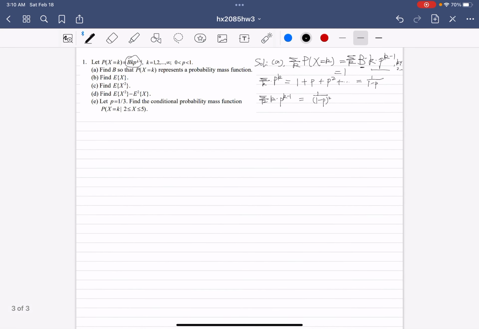so that b times the sum of k times p to k minus 1 equals b times 1 over 1 minus p squared, which should be 1, so that b equals 1 minus p squared.